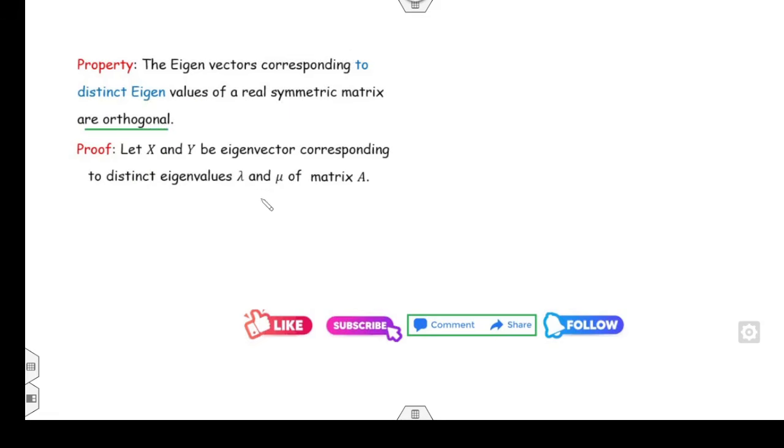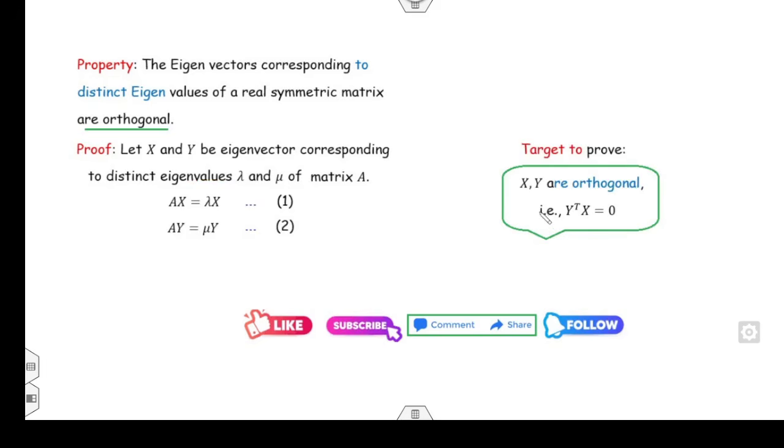So if x and y are the eigenvectors corresponding to the eigenvalues lambda and mu, that means Ax is equal to lambda x, and Ay is equal to mu y. Mu is the eigenvalue of A with eigenvector y, and lambda is the eigenvalue of A with corresponding eigenvector x. Now your target is to prove x transpose y is equal to 0. Since we need y transpose, I can pre-multiply equation number 1 by y transpose.